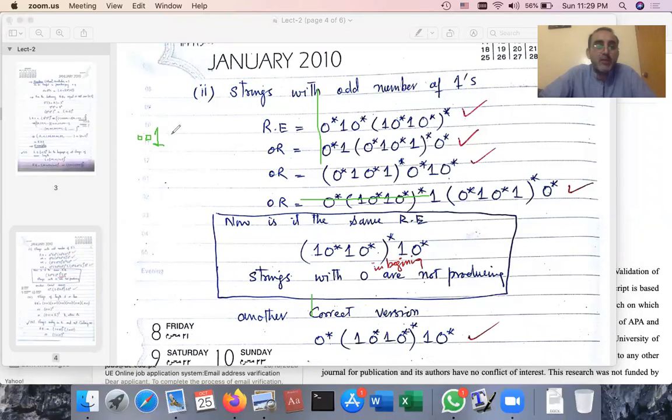So can I produce this string from this regular expression? No, because in this regular expression, 1 is coming earlier than the zeros. And if this is the situation, then I cannot produce this valid string from this regular expression.